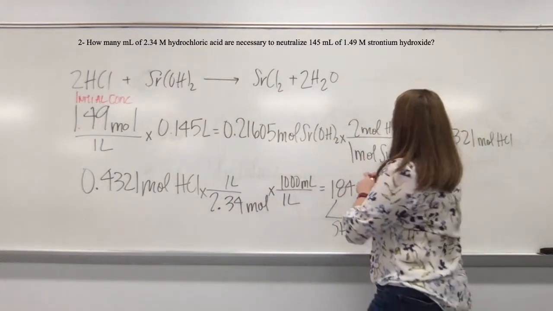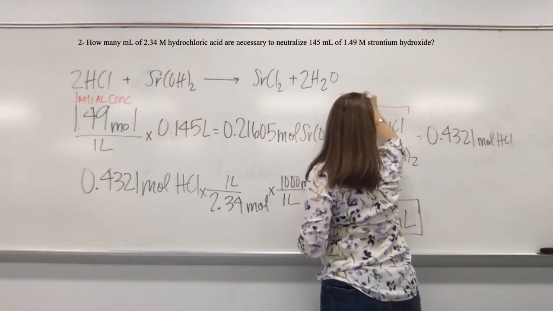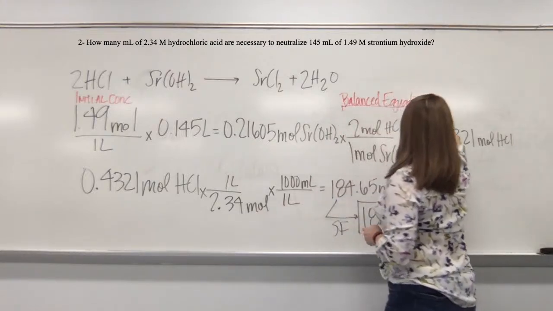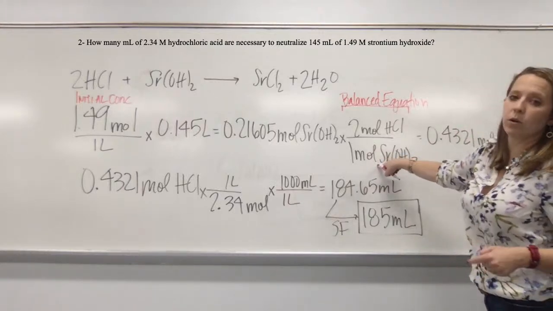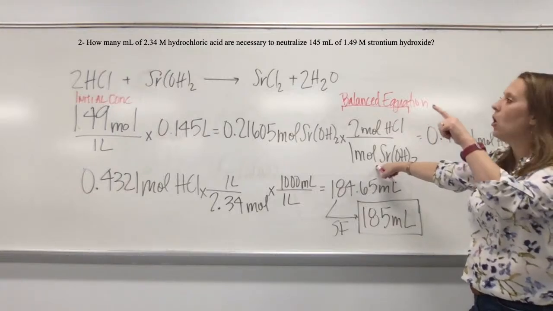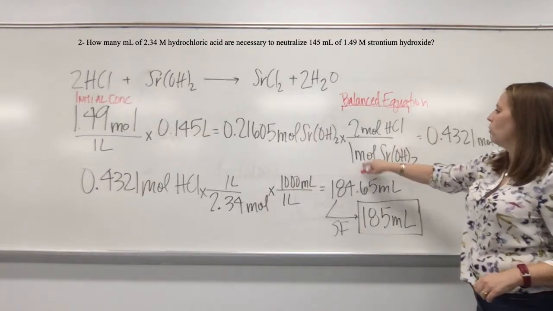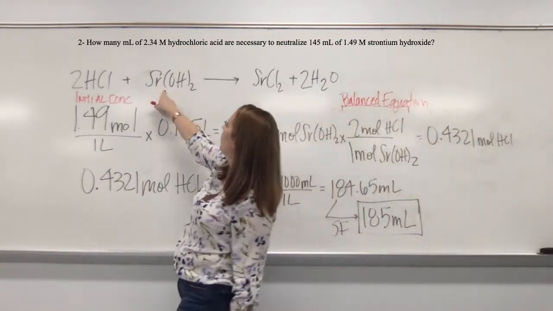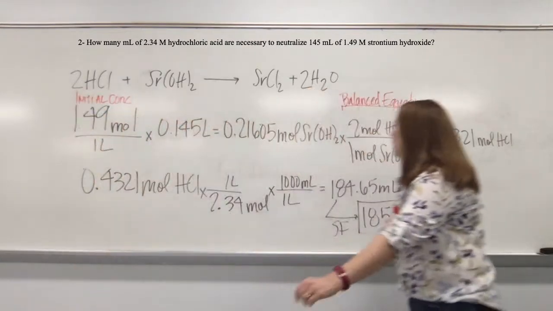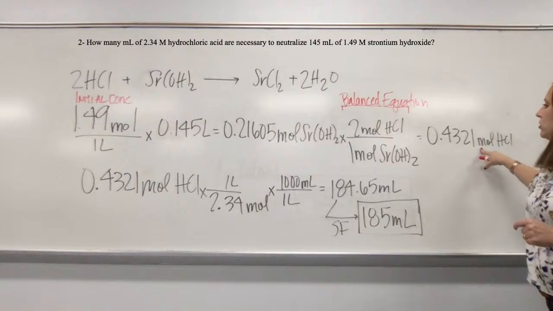So now I used my balanced chemical equation. This just says that the stoichiometric coefficients, and if you're wondering what that word means, it's the big numbers in front of anything in a balanced chemical equation. So in the balanced chemical equation, we have a 1:2 molar ratio, so 1 strontium hydroxide for every 2 hydrochloric acids. So now we've been able to determine the moles of HCl.